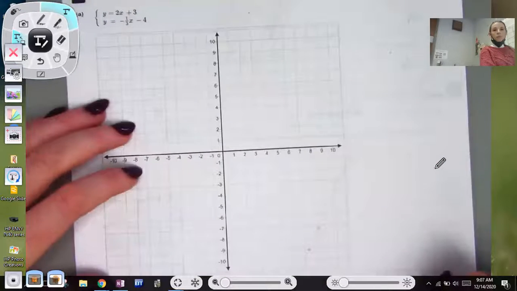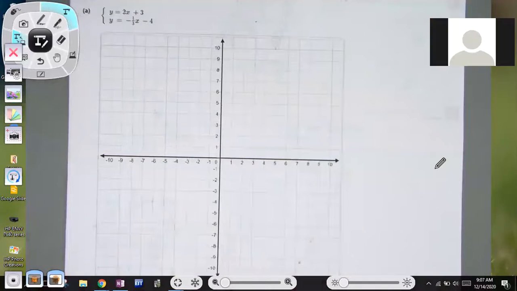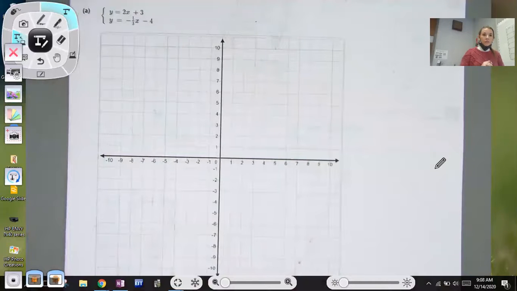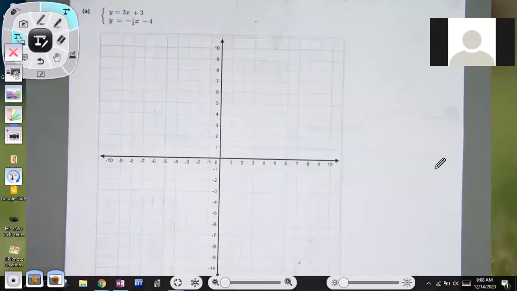Next, it says graph. Yes. That didn't work for me. When you clicked on line? Yeah. Well, I don't know. Hit reset and try it again. That's the way you do it. Okay.